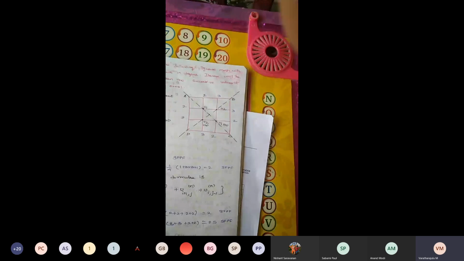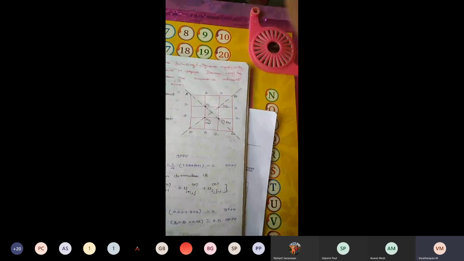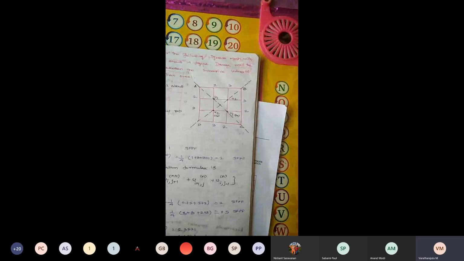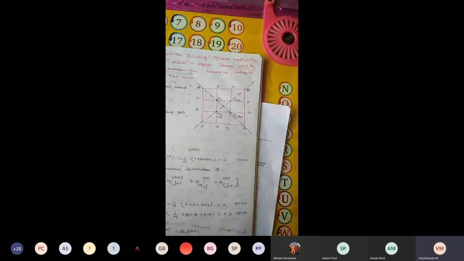Therefore, instead of finding 4 different values, it is enough to solve the problem with only 2 values, that is U1 and U2. U1 is equal to U4 and U2 is equal to U3. Please solve the problem and tell me the answer.